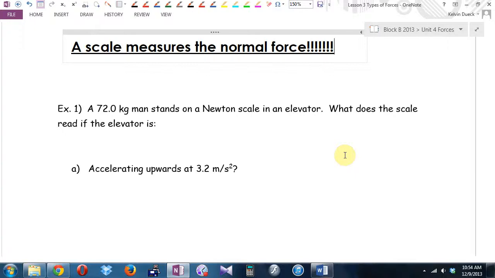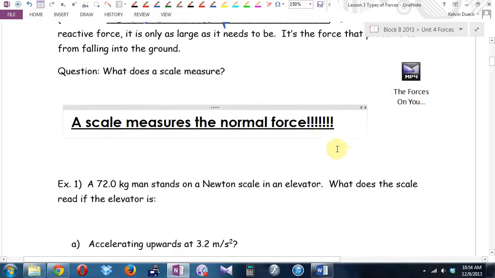Brad, what's this question asking you to find? What does the scale read? Except it's not. What am I really asking you to find? The normal force. In our free body diagram, the normal force. Okay? And this may sound really, really obvious, but this is going to open up some very, very nice questions.